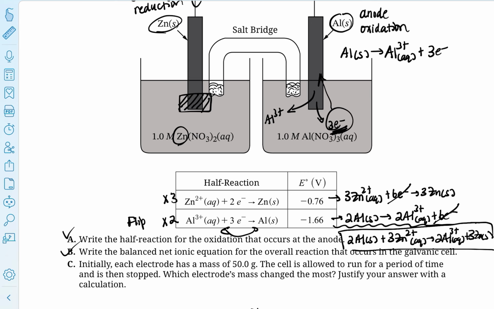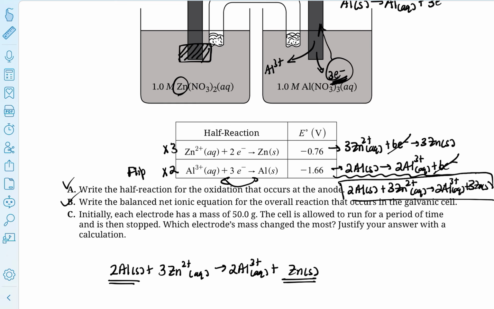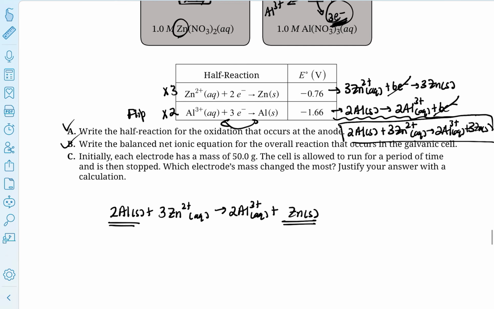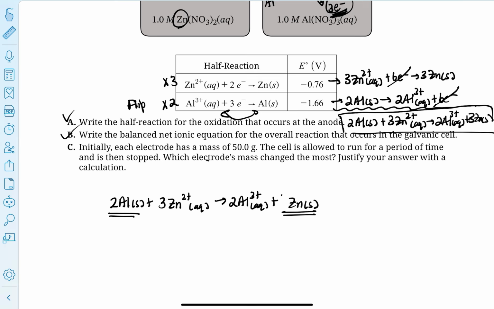Actually, this equation will be very useful in part C, so I already rewrote it underneath. I'm being asked here that if I have electrodes, they're both at 50 grams, and then I'm running the galvanic cell for a while, which electrode's mass will change more? Justify with a calculation. Okay, actually, sorry, I forgot the coefficient there. So I have my balanced net ionic equation, and I remember that aluminum is the anode, so it gets consumed, so its mass will go down, and the zinc's mass is produced, so its mass will go up. Okay, so this mass will increase, this mass will decrease.